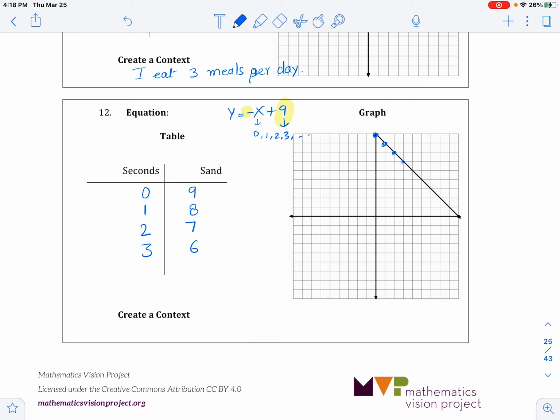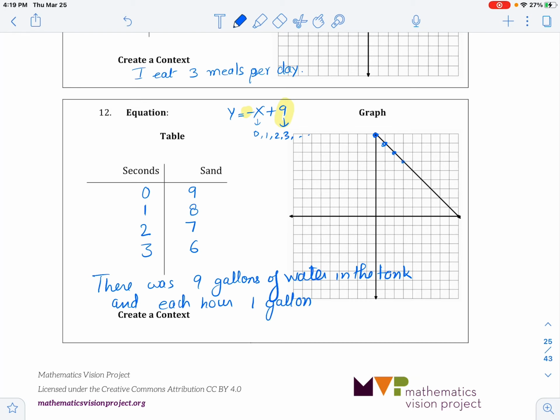So we can say there were 9 gallons of water in the tank, and we can say that each hour 1 gallon of water is drained, because it's getting lesser, and at one time it will be 0.